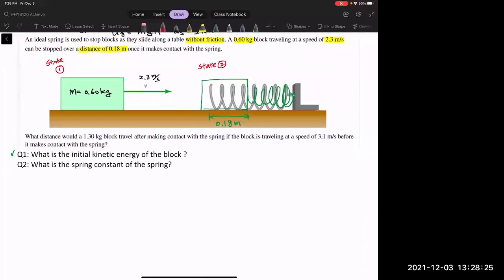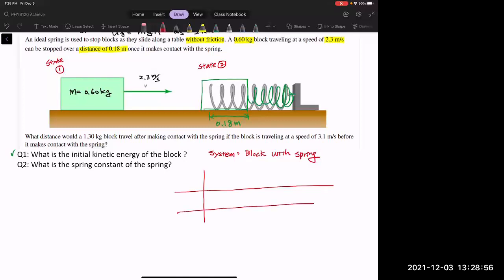So for state one, the system that we're looking at is not only just the block, it also includes the spring. So the system is the block with the spring. And let's make a table to find the information about the energy. We have two different states, state one and state two here.